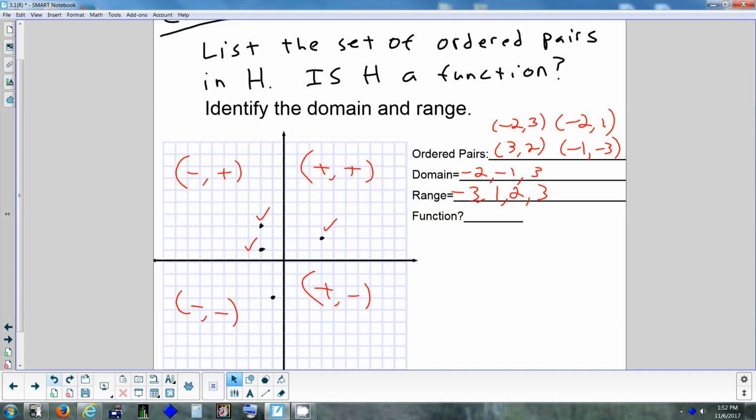So, is that a function? No. Why not? Because negative 2 repeats in the domain. All right, negative 2 repeats in the domain. Can anybody else tell me why it's not a function, not using the repeat idea? Vertical line. Right, if you put a vertical line, look what happens. It hits two different points. Your line cannot hit two things at the same time, and it does. So is that a function? No. Not a function.